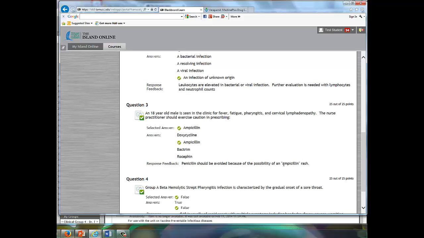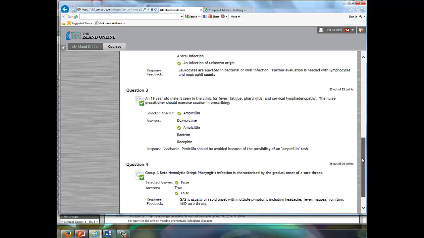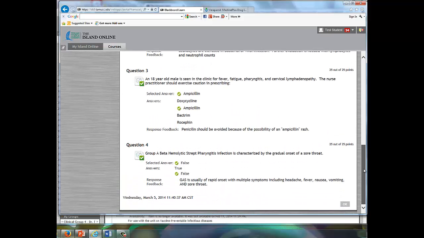You need to look that up. For some reason I'm thinking amoxicillin, but since I put that in there, it's probably ampicillin. And penicillin is also included in there, but it's a milder rash. And they don't really know the mechanism for that. GAS is usually a rapid onset with multiple symptoms and a sore throat.